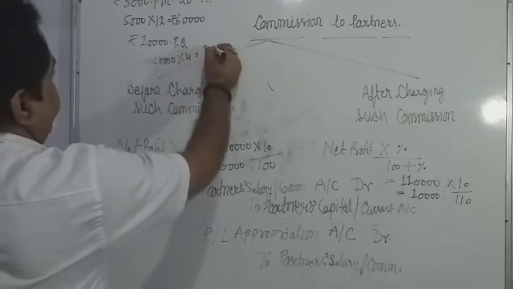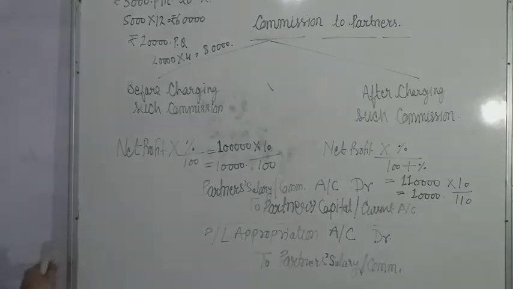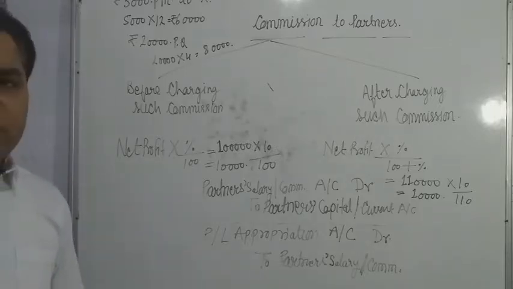It means rupees 80,000 will be the salary for the entire year to the partners. So by this way you can find out salary to partners, or you can find out commission to partners, and after finding this amount you will pass this entry to record in the books of account. So this is all about salary or commission to partners.